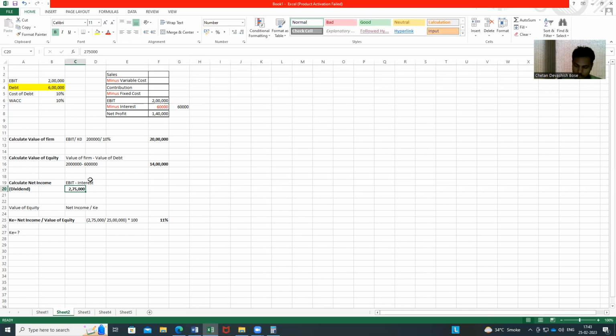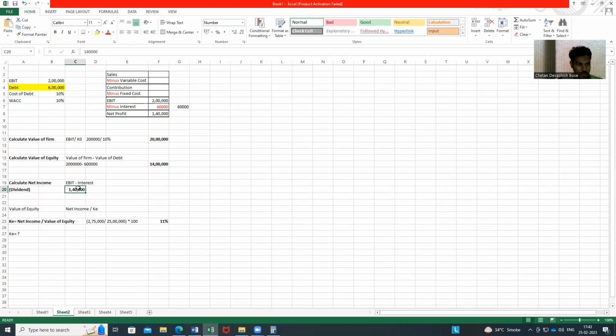It means यहाँ मुझे मिलेगा 1,40,000. This is the amount of dividend which is paid to the shareholder. Now, if I wish to know the KE, that is cost of equity. If the question asks for cost of equity, then net income divided by value of equity. यहाँ net income कितना है? Let us see what is the net income here. Net income, I have received 1,40,000. So I will just write 1,40,000.